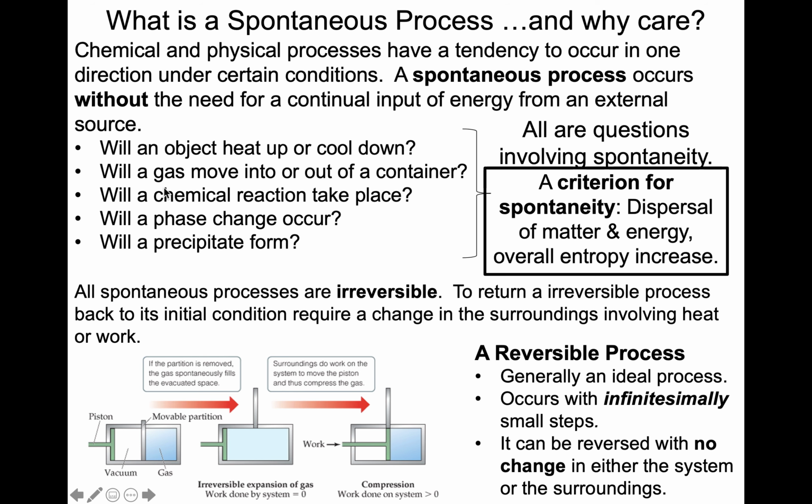Returning to these different processes that might be spontaneous or not, what is our criterion? How can we think about whether something is going to be spontaneous or not? I want us to think about it as the dispersal of matter and energy, the spreading out of matter and energy. If we have the spreading out of matter and energy, that's what leads to a spontaneous process. If we have an overall entropy increase. So I'm using this language of dispersal, spreading out, for entropy. I'm not using language of saying increased disorder. I'm using language of saying that we have this spreading out of matter and energy.